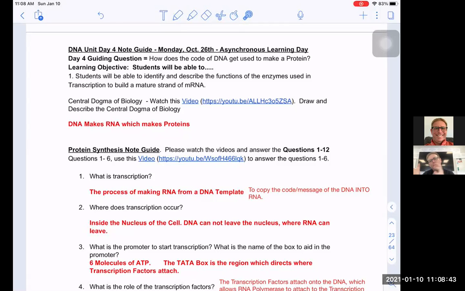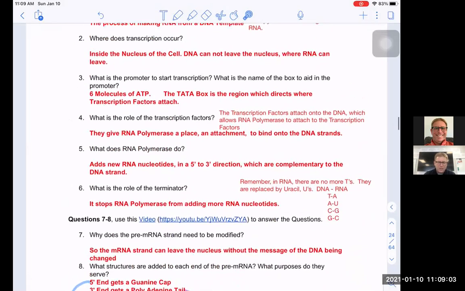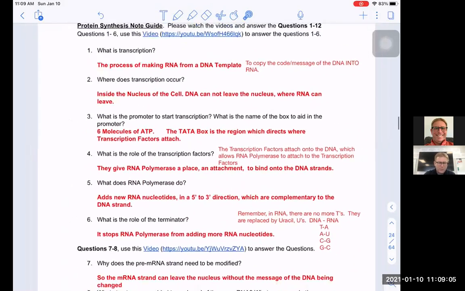And the only way that we can make proteins is by using RNA, and the only way that RNA is going to be created or used is in that process of copying the message of the DNA to get out of the nucleus to take it to the ribosome. So today's lecture that you're going to be watching next goes through questions 1 through 8. So it will be this whole page here.